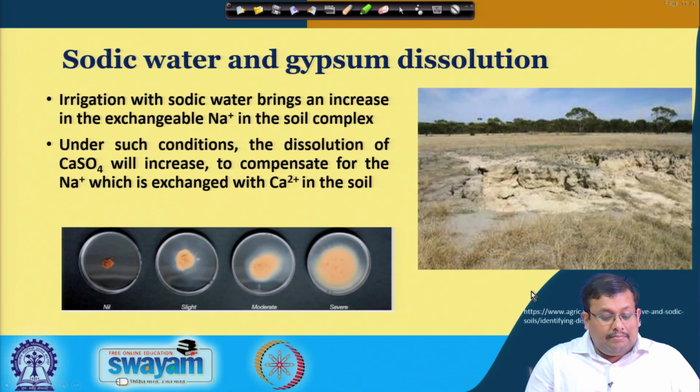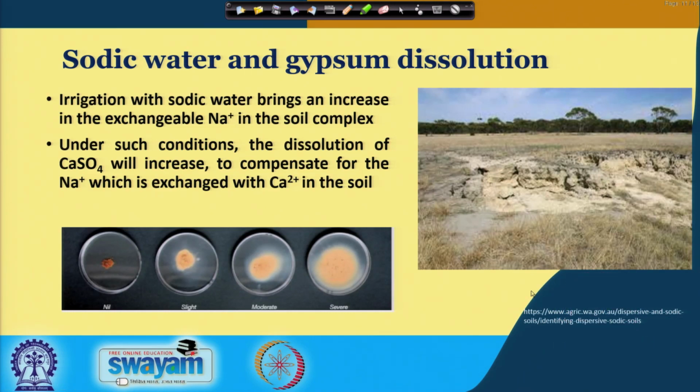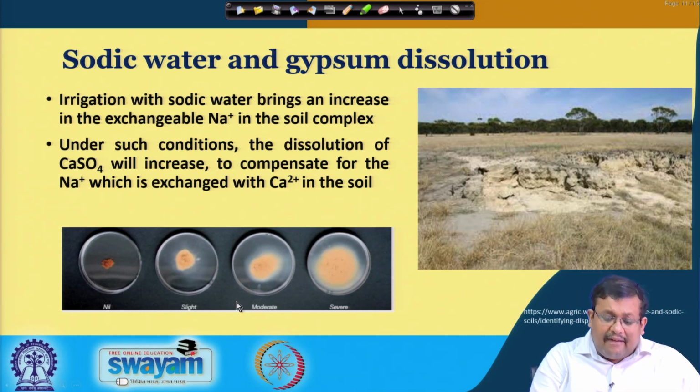So, the sodic soils or alkali soils are basically the sodium saturated soils. If we do irrigation with sodic water, it brings an increase in the exchangeable sodium in the soil complex and creates an unfavorable condition, as you can see in this picture. Under such conditions, the dissolution of calcium sulphate will increase to compensate for the sodium which is exchanged with the calcium in the soil.